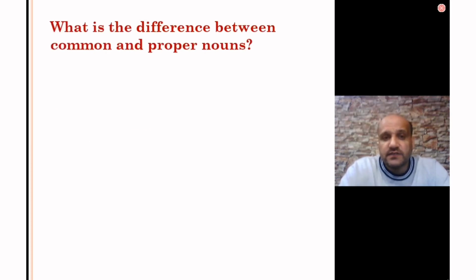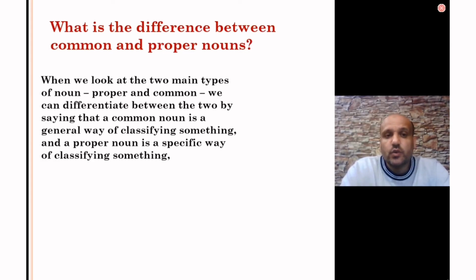What is the difference between common and proper nouns? When we look at the two main types of noun, proper and common, we can differentiate between the two by saying that a common noun is a general way of classifying something, and a proper noun is a specific way of classifying something. So common is a general word. Proper is a specific thing.